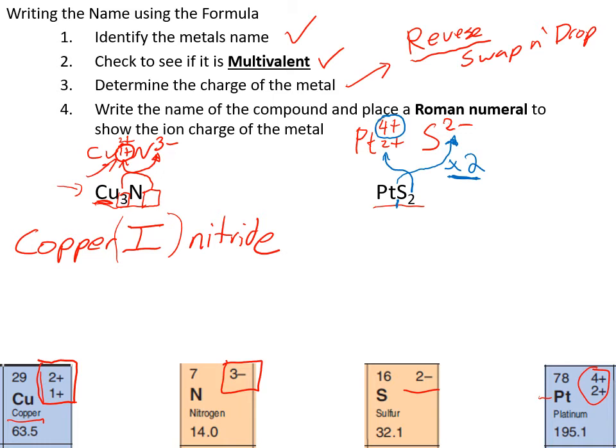Since I circled the 4 ion right there, this one is going to be called platinum 4 sulfide. And that's how we name that one.